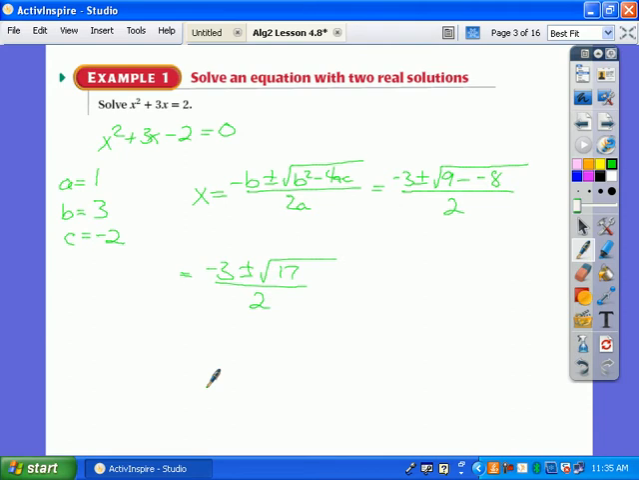Now, the only other way that you might see this formatted is, if you had a multiple choice exam, they may break it down like this. Remember that both numbers get divided by the 2. So we have negative 3 divided by 2, and we have radical 17 divided by 2. And if one of these were to simplify farther, we could do that. In this case, it's not worth it.